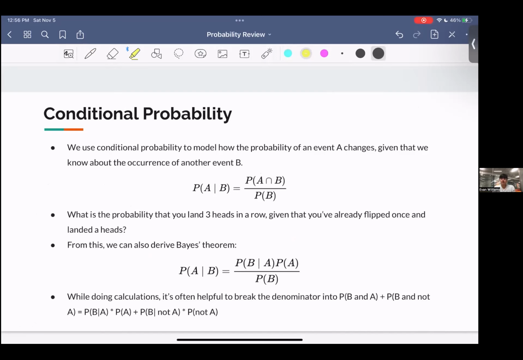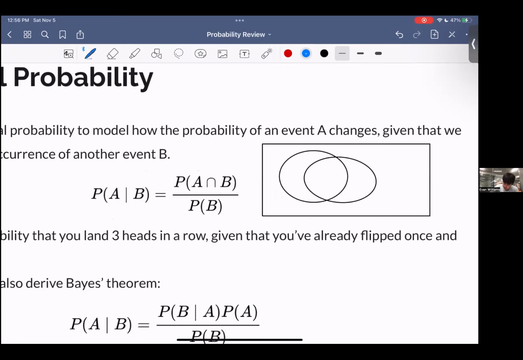Now let's talk a little bit about conditional probability. We use conditional probability to model how the probability of some event changes given that we know about the occurrence of some other event. More formally, the probability of A given B is equal to the probability of A intersect B over the probability of B. Let's look at this a bit more visually as well. Suppose I have this probability space where this is A and this is B. And I apologize, my drawing isn't the greatest.